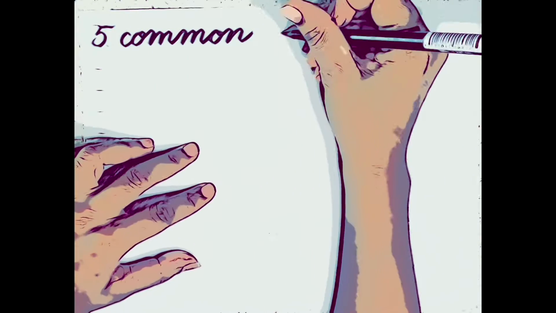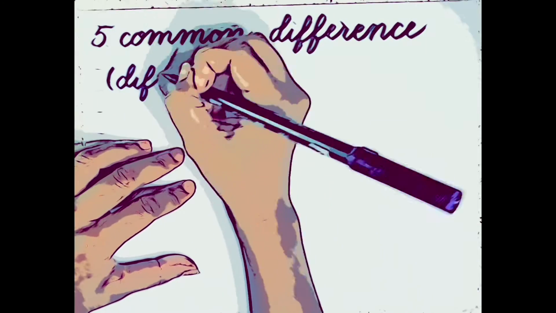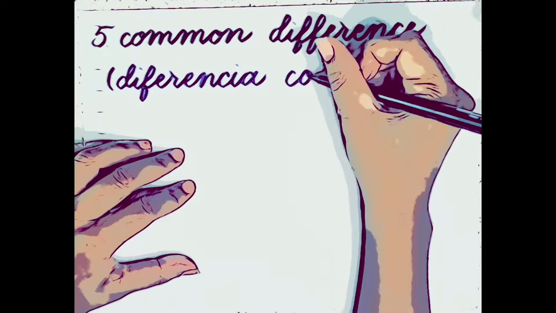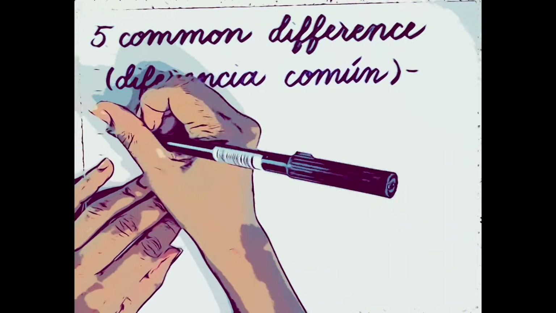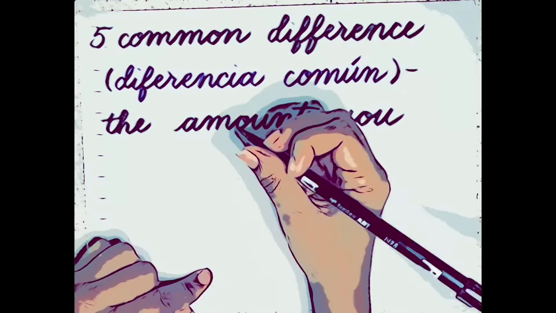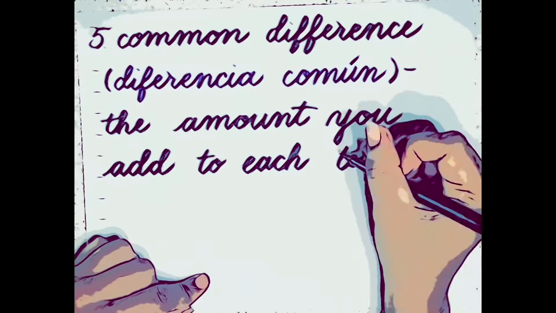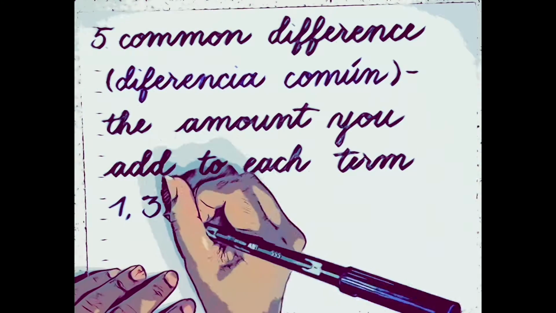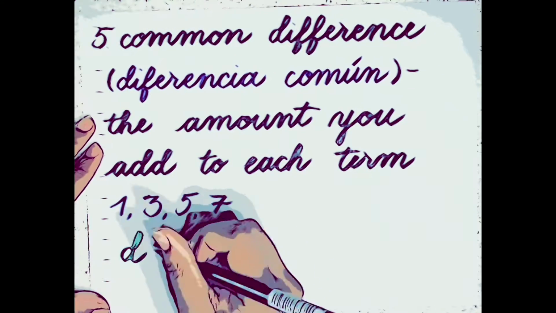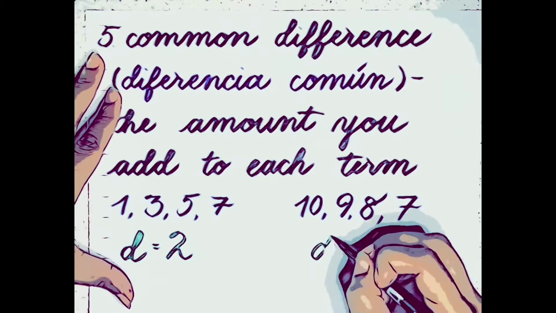So the amount that we add or subtract to each term is called the common difference, la diferencia común, la cantidad que sumamos o restamos de cada término. So it'll be positive if we're adding and negative if we're subtracting. And the common difference is represented by the letter d. So if we look at our previous examples, for the first one, d equals 2. And for the second, d equals -1.